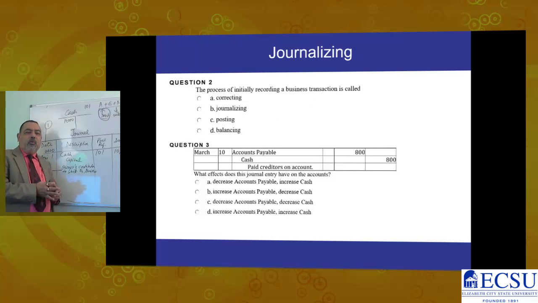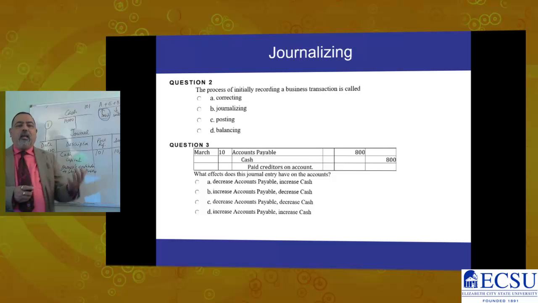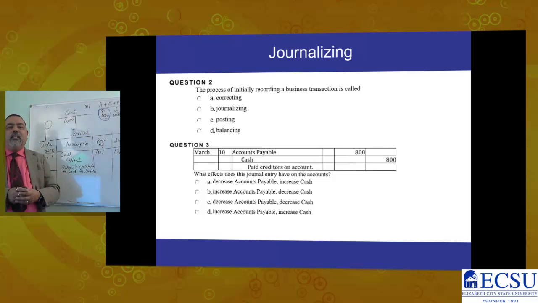Now let's move on to the journalizing. The process of initially recording a business transaction is called. That's a fairly easy question. It of course should be number B. That's journalizing. That's the book of prime entry, and that's the first place we make a record. Now question number 3, let's do the interpretation part of it.